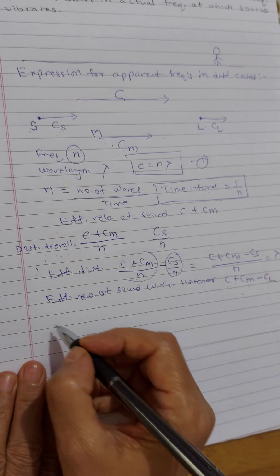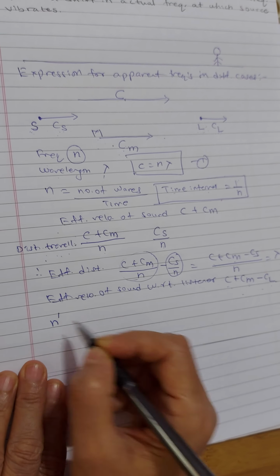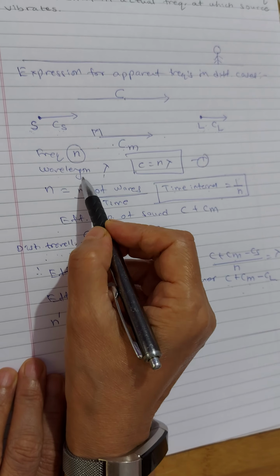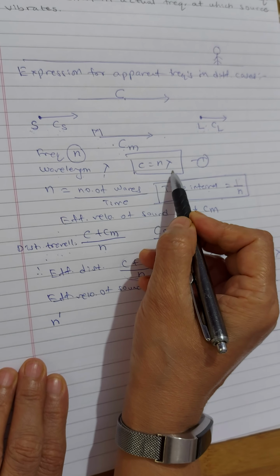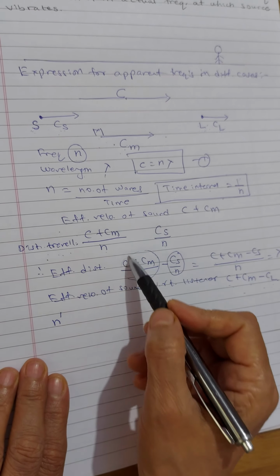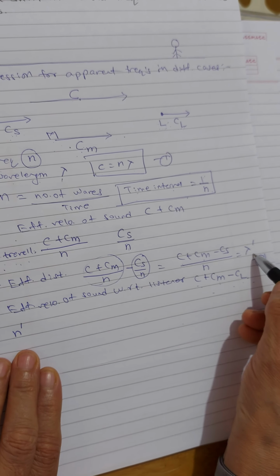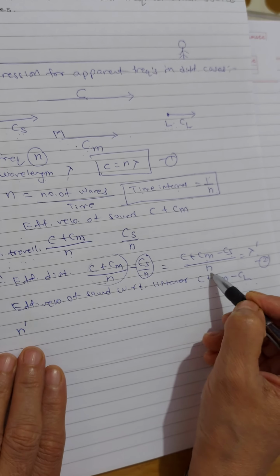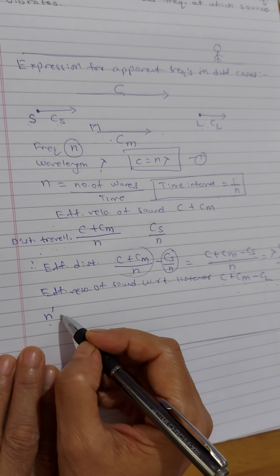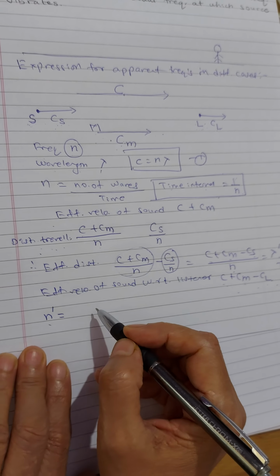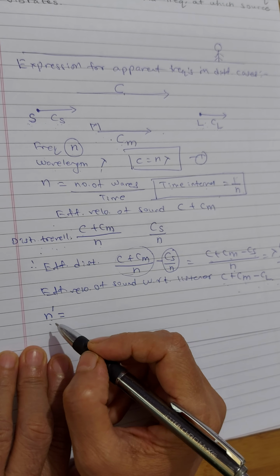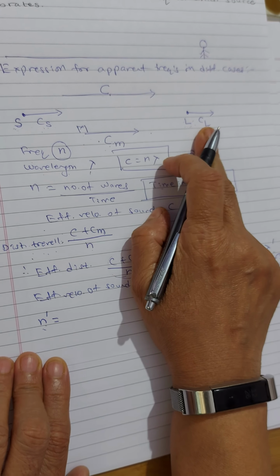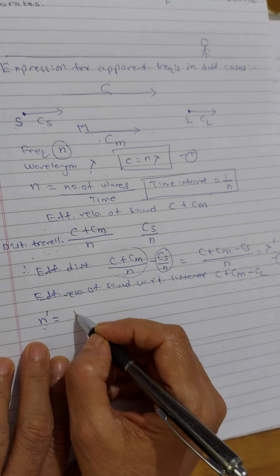Now what will I say? I'll use the word N dash, like I used the word lambda dash. Earlier I had frequency N, wavelength lambda, so I wrote C is equal to N lambda. Now with the derivation I had derived lambda dash, which was C plus Cm minus Cs upon N. Okay, now I am defining N dash. Now what is N dash? N dash is the frequency of sound waves heard by the listener. Listener is L. Okay, so that is defined as what?